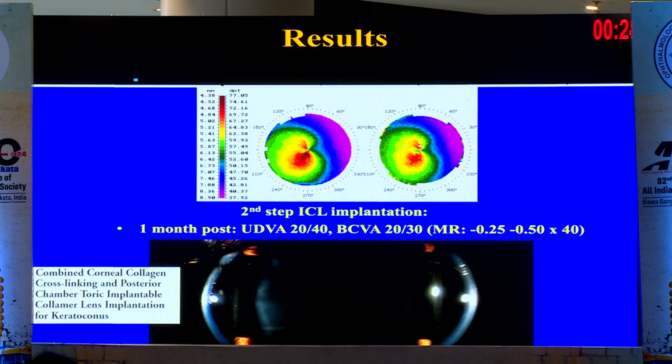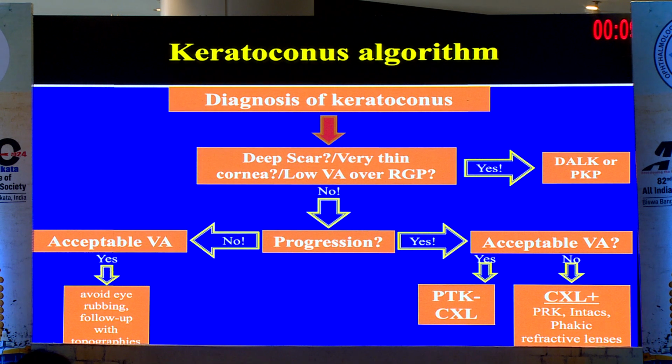Looking at this patient, from almost counting fingers uncorrected visual acuity, the patient has improved to 6/12, and the best corrected visual acuity also improves in many of these patients because of debulking of large defocus and coma aberrations, and that improved to 6/9 or 20/30. So this is the algorithm that we go for.